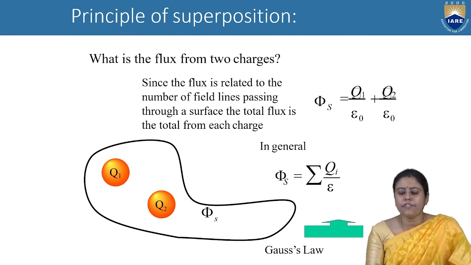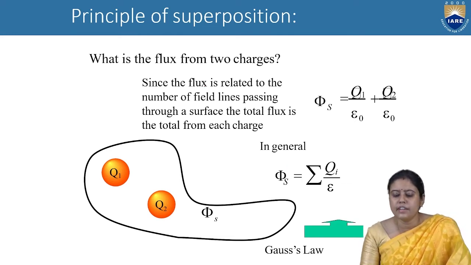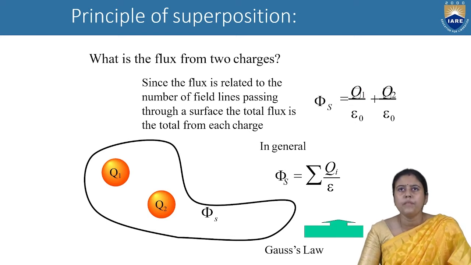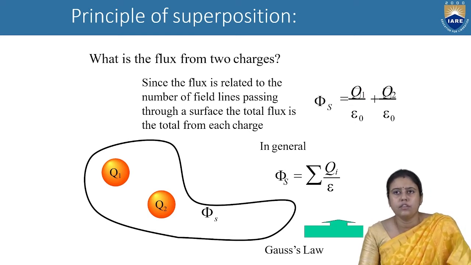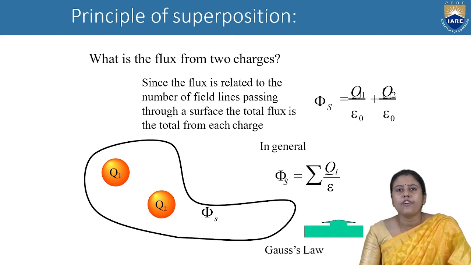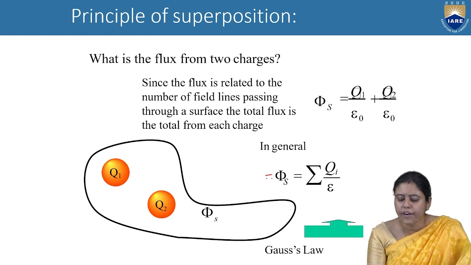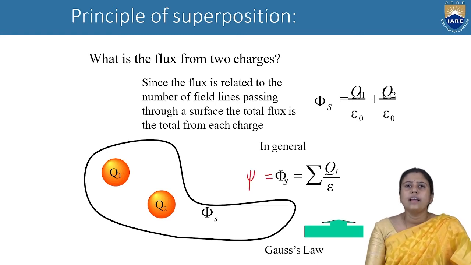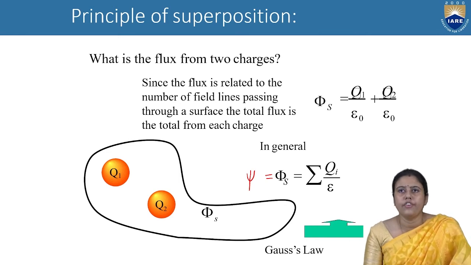So what is the flux? Since the flux is related to the number of lines of flux, the number of lines phi s can be written as Q1 by epsilon 0 plus Q2 by epsilon 0, like this. And from here we can get Gauss law. Somewhere phi s is also written as psi. What is psi? Electric lines of flux.